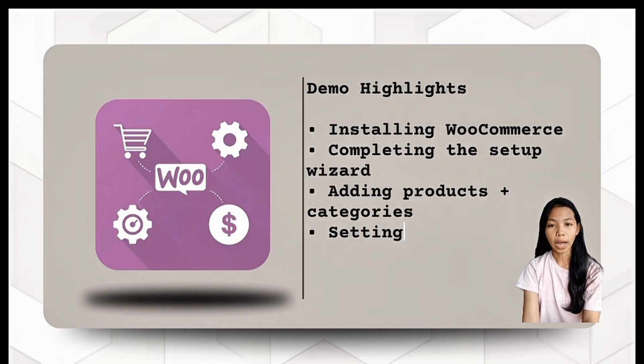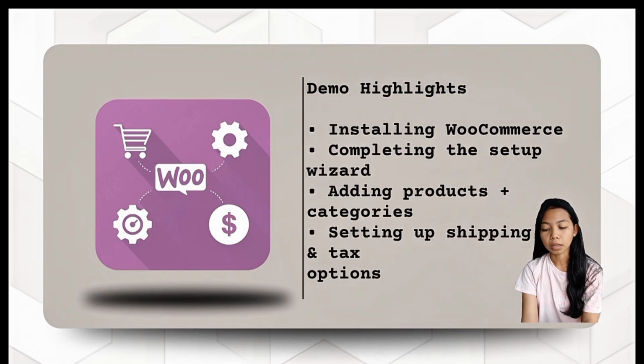Next is demo highlights: installing WooCommerce, completing the setup wizard, adding products plus categories, and setting up shipping and tax options. So first, let's install the WooCommerce plugin on WordPress. Then, a setup wizard will appear. It helps you fill in store details like location, payments, and business type. After that, you can start adding products and organizing them into categories. Lastly, don't forget to continue setting up shipping fees and tax settings so customers know how much to pay.